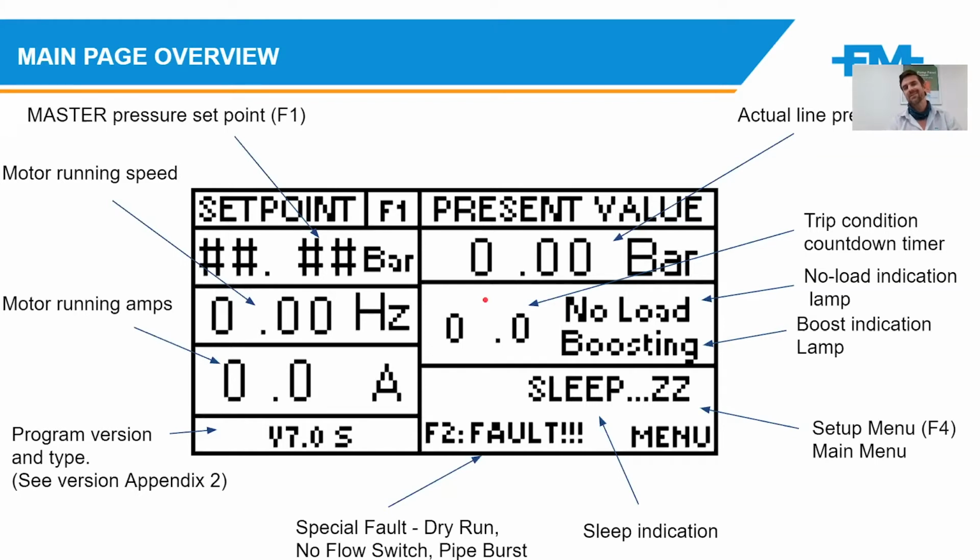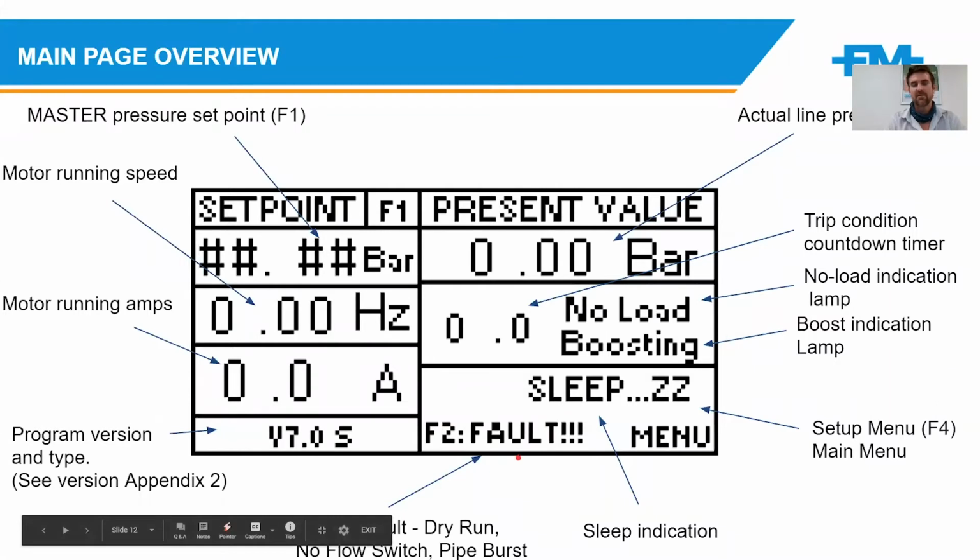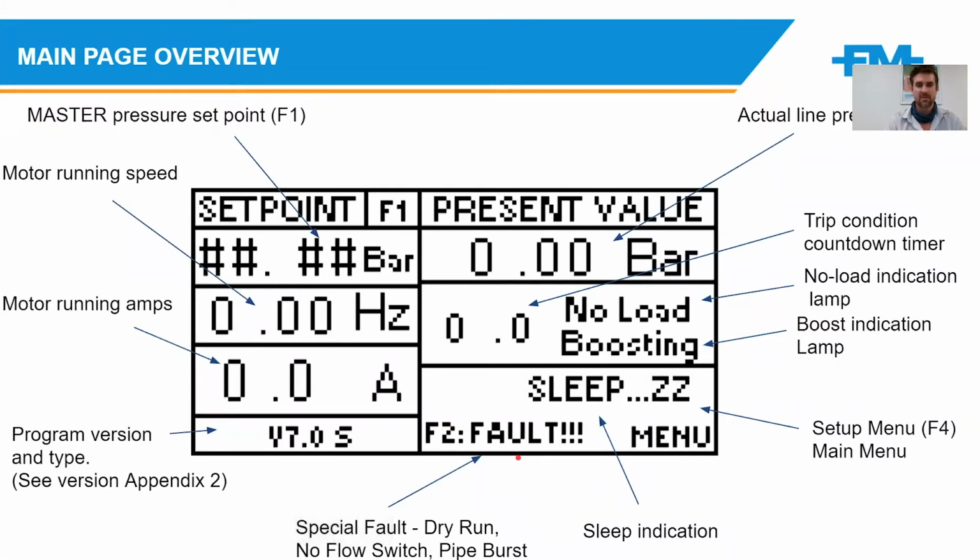So if your pump is under a no-load condition, we have a countdown timer that will give the user a visual indication that, number one, the system is in a no-load condition and how long it is going to take before that no-load condition has been met. There's also indication of sleep on the display. This will come and go as sleep enables and disables, as well as some other fault indications that we've programmed in, specialist fault parameters.